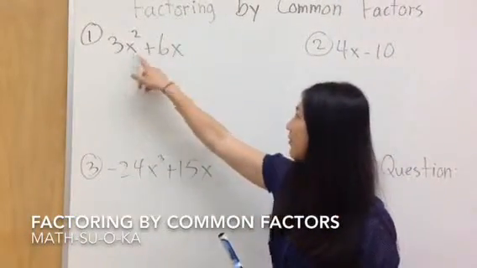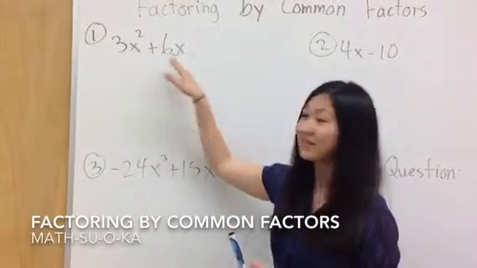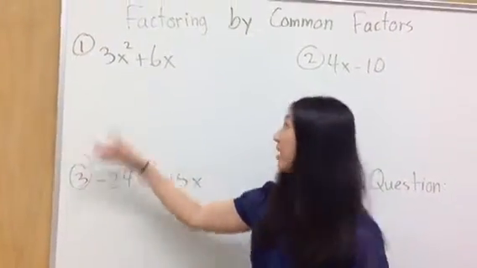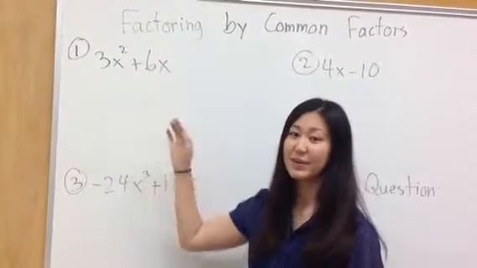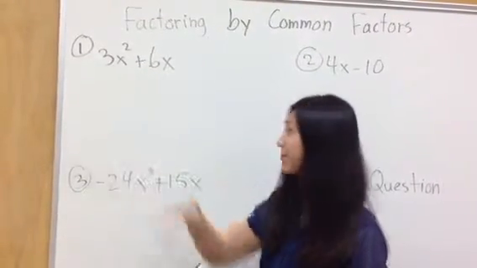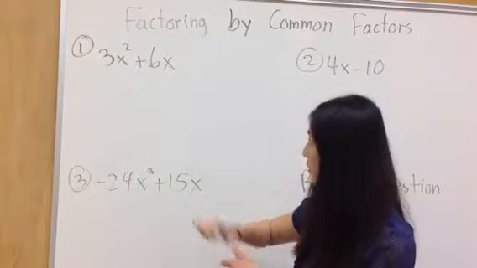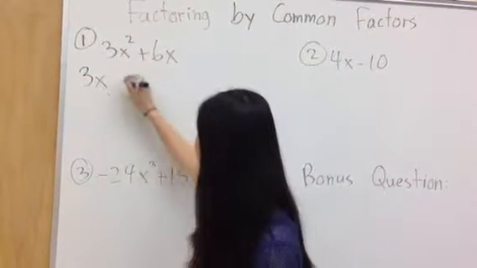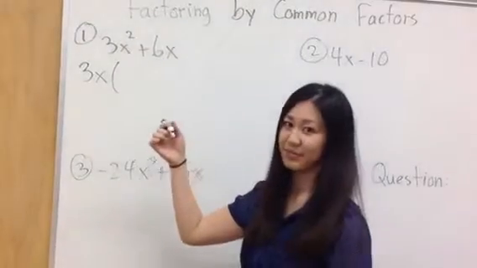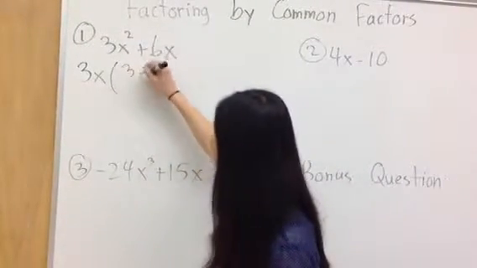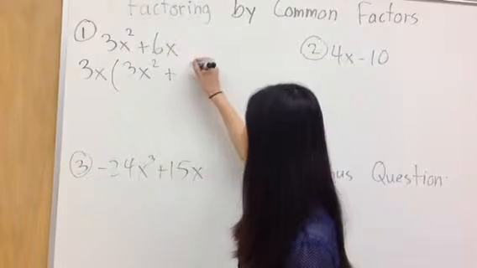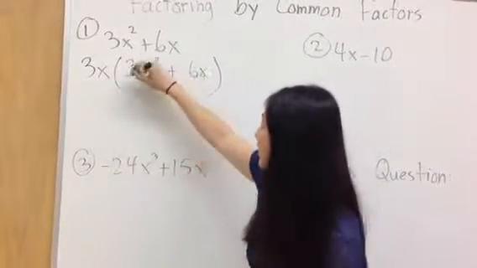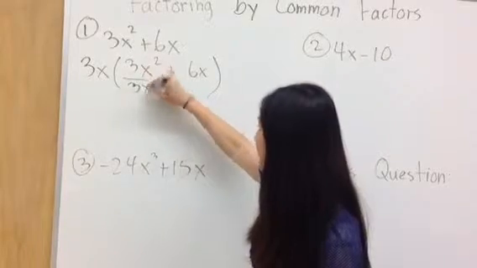So these two, if we look at 3x squared and 6x, they both have a 3 in common for the number, and they both also have an x. So we're going to take both of them out, outside of the parentheses. On the inside of the parentheses, it's still the same, 3x squared plus 6x, but on the outside, we're also going to write 3x.